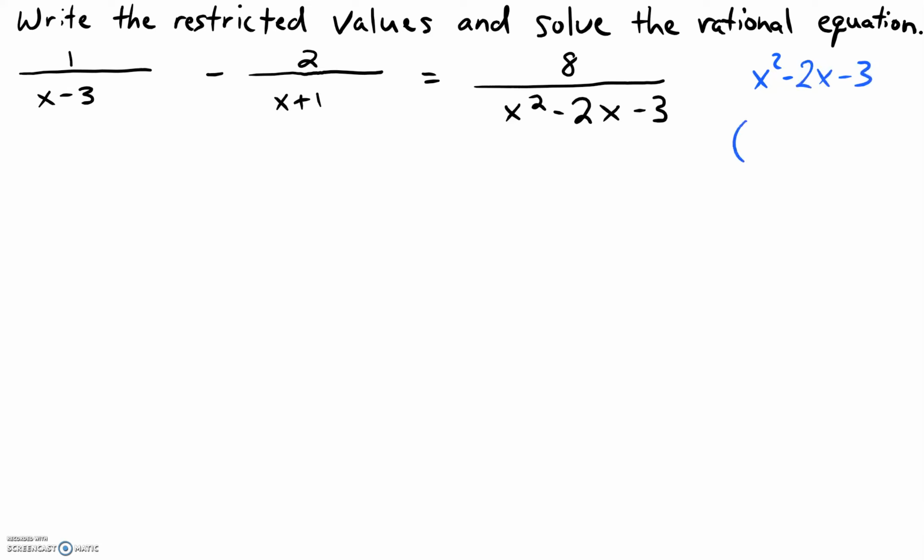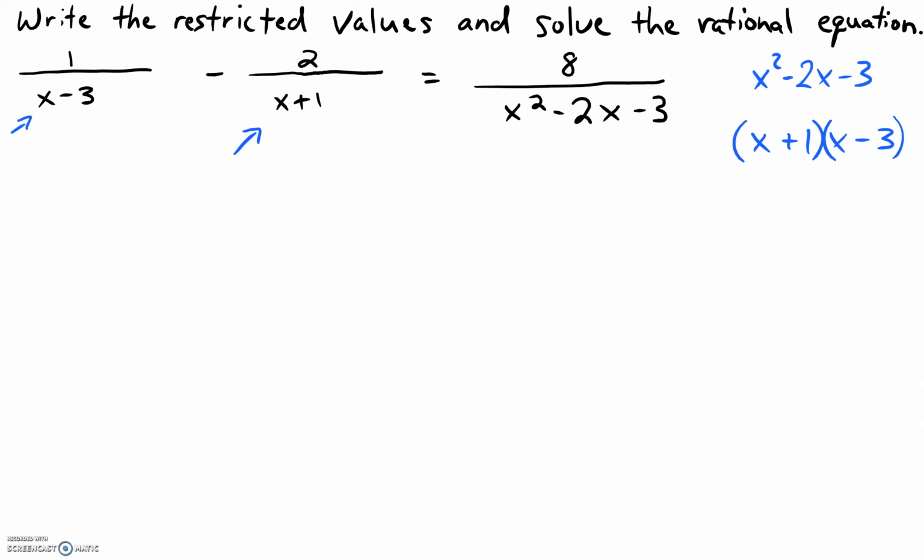And you can just factor that. It's a trinomial, so let's get our two sets of parentheses, x and x. The factors of 3 are 1 and 3. And that's going to be a positive 1 and a negative 3. And so x squared minus 2x minus 3 is the same thing as x plus 1 multiplied by x minus 3. And notice those are the two denominators that we have prior to that in the problem.